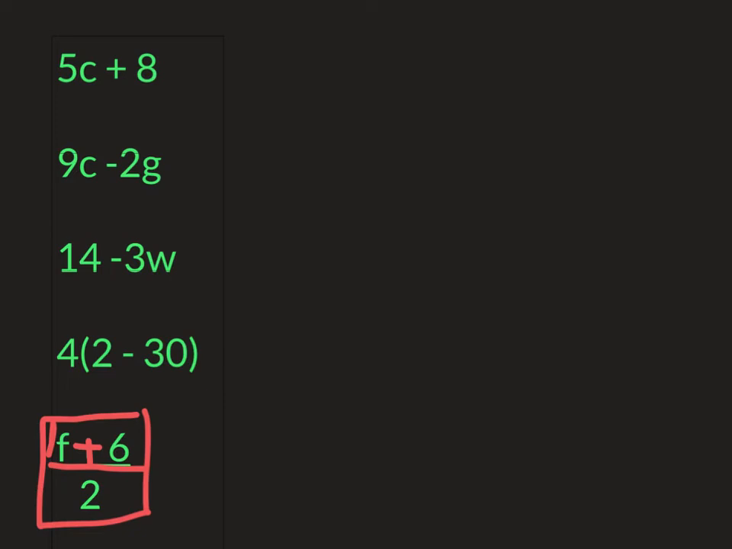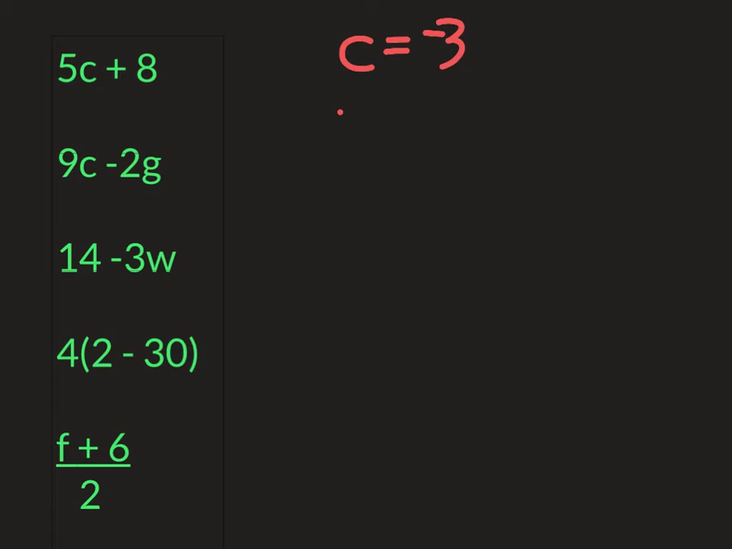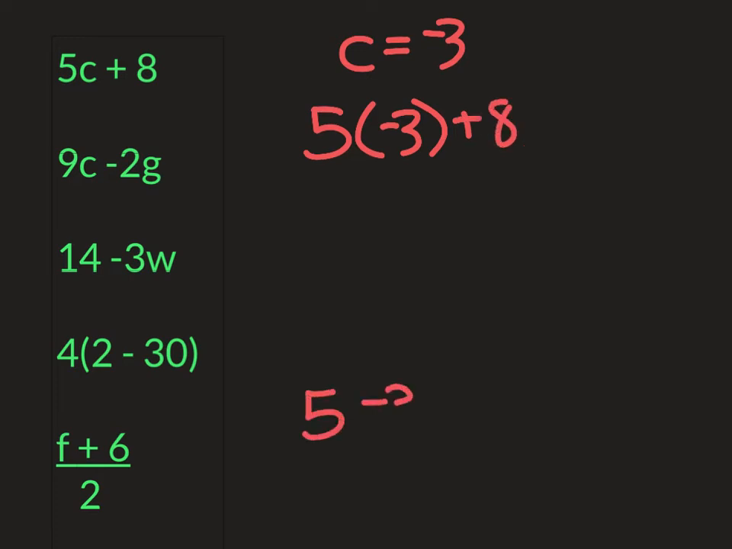So what we are going to do next is we're going to take these and kind of evaluate them if we know the letter. So let's go back to that first one. Let's say that we know that C equals -3. So we want to evaluate when C equals -3. Remember to substitute, and I like to put them in parentheses. If you don't put them in parentheses, it will look like this: 5, -3, plus 8, and some people will think it's 5 minus 3. So I put them in parentheses so you know to do it in order of operations that it means multiply.